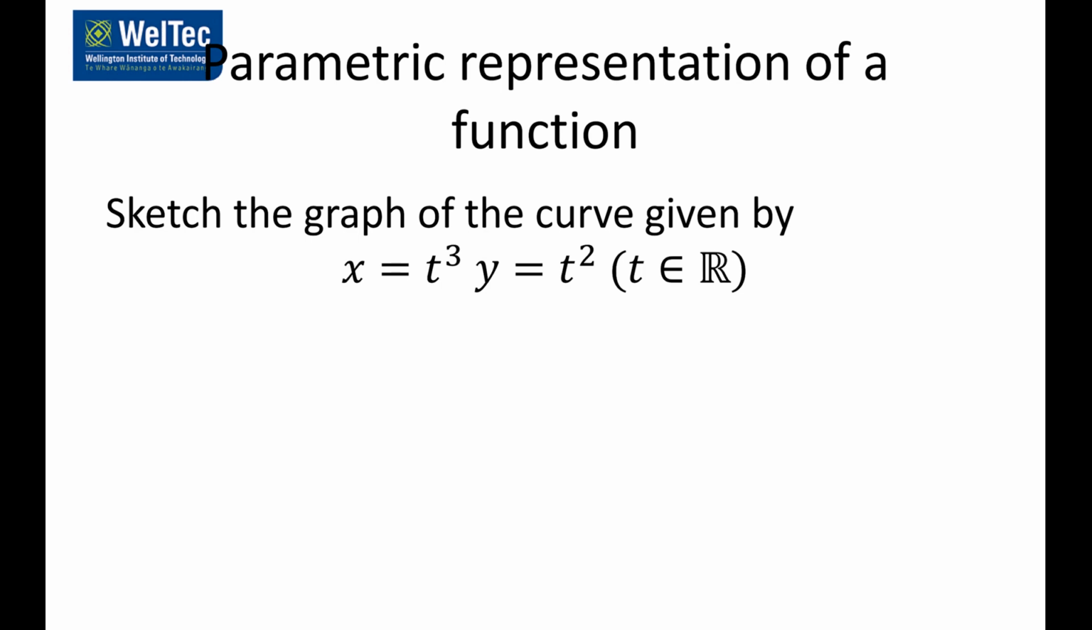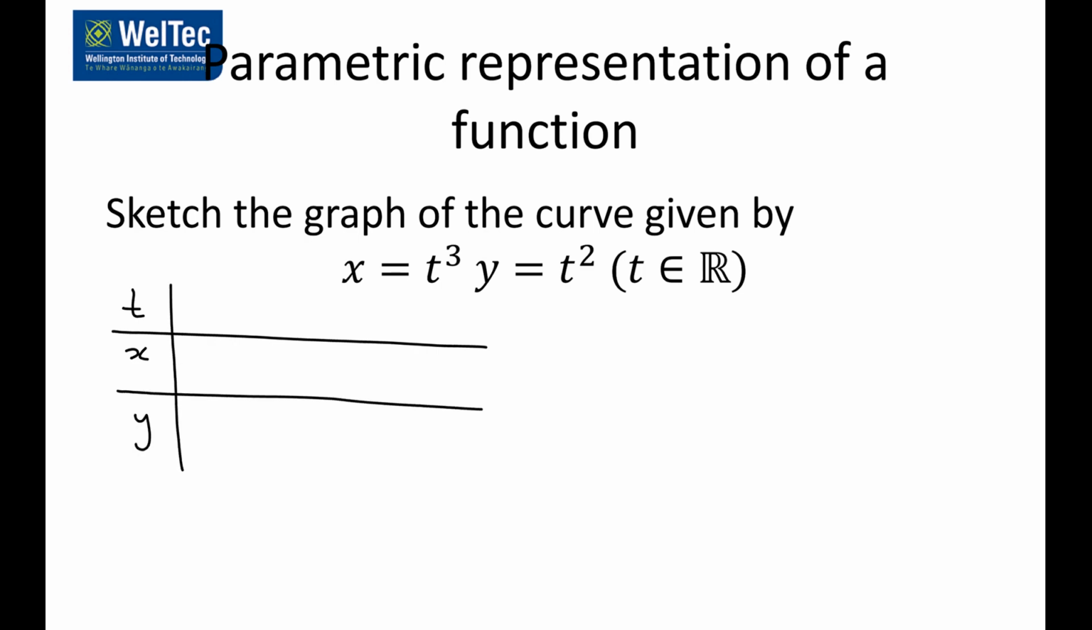Now you could do this by setting up a table, like that, and you could just choose some values of t, maybe up to 4, and then you could find x. So x is t cubed, so it would be negative 64, and y is t squared, so it would be 16, and so on. And then you can plot x and y as normal. That's one way of doing it.